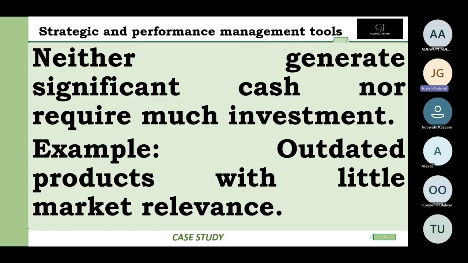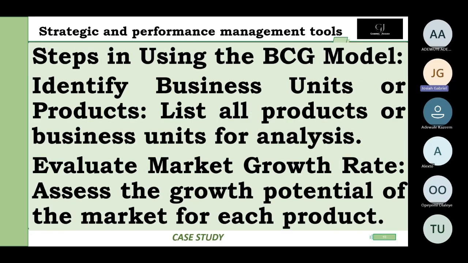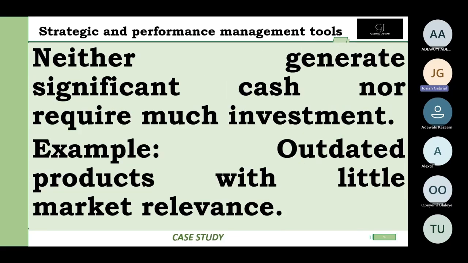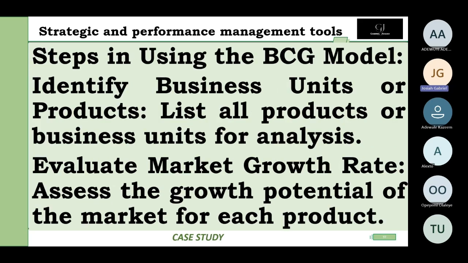Maybe they are providing a particular population or demography some required service, and you may not want to take them off, but they are of little relevance to the markets. Those are the dogs. So we have four of those BCG matrix components that could help you understand the viability of products in the market.